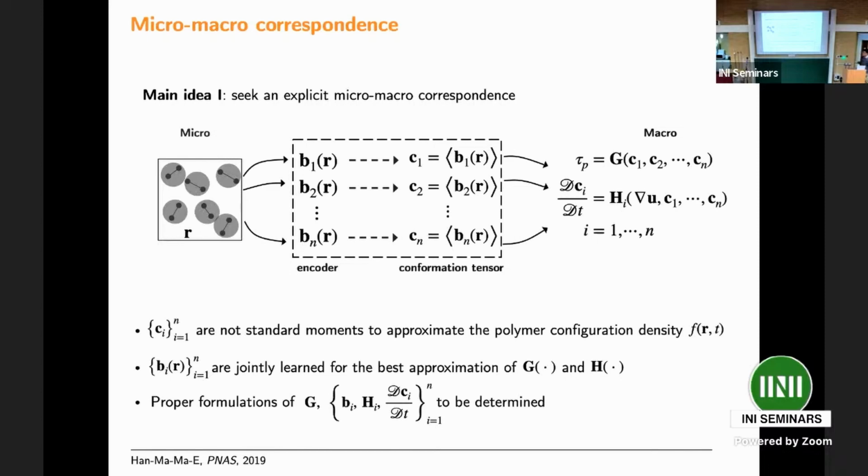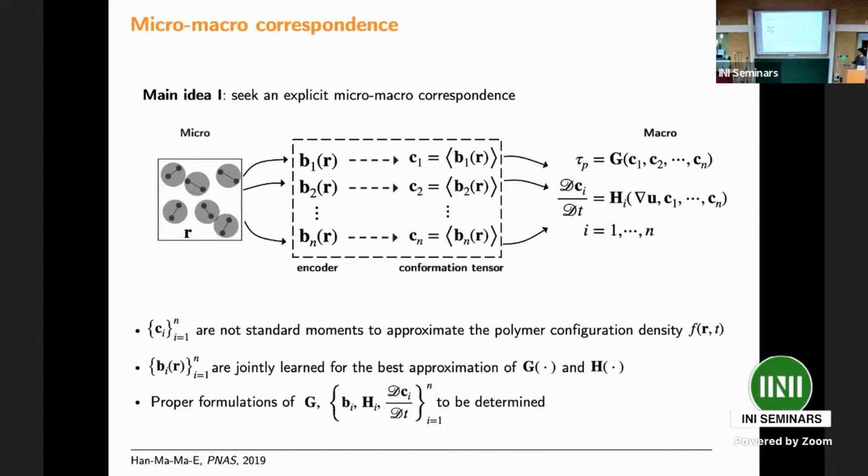Here I want to emphasize that this C is not the standard moment used to approximate the polymer configuration density. In fact, we totally give up the direct approximation of this PDF, because from a numerical perspective, if R has a high dimension and nonlinearity, it's very challenging to directly approximate a PDF in terms of R, whether it is 3 or 10 or even larger. Here, C is directly learned to seek the best approximation of G and H, so it will be jointly learned. We totally give up the direct approximation of F, and I believe that is the reason why we can deal with these high dimensional problems, without worrying about F.